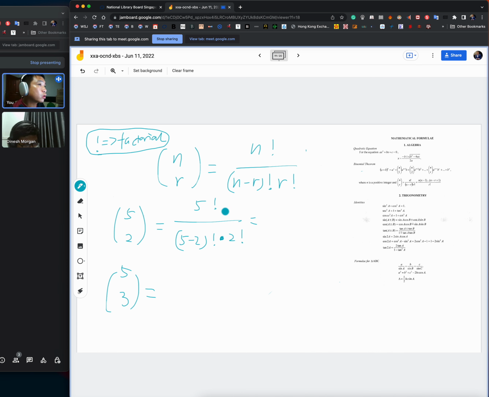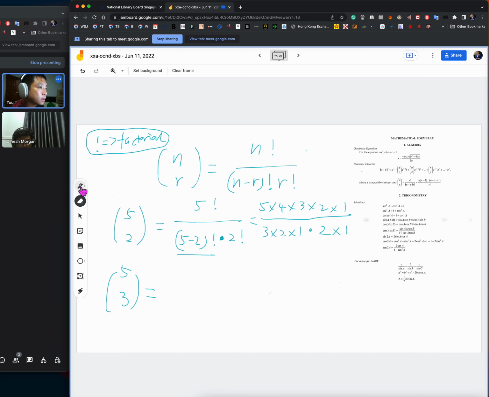But anyway, 5 factorial, if you do it manually, should be 5 times 4 times 3 times 2 times 1 and stop. That's 5 factorial. Then for this one, 5 minus 2 gives you 3 factorial. So 3 factorial is 3 times 2 times 1. Then you times the 2 factorial, which is 2 times 1. Then you can see that you can cancel some of the terms, right?